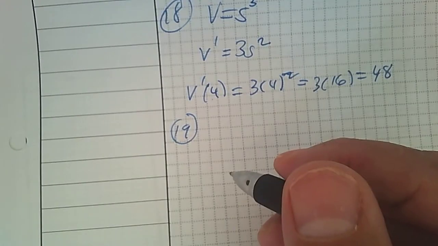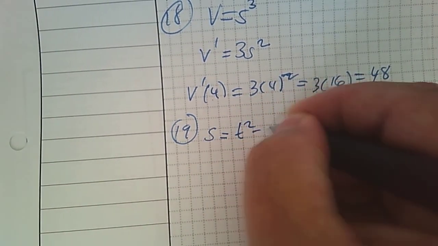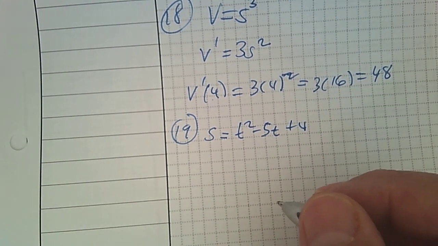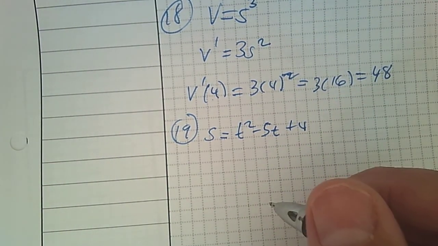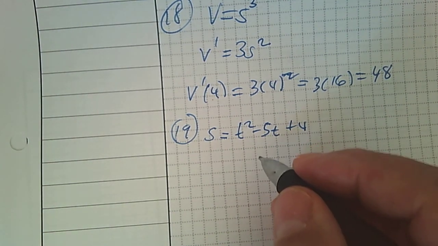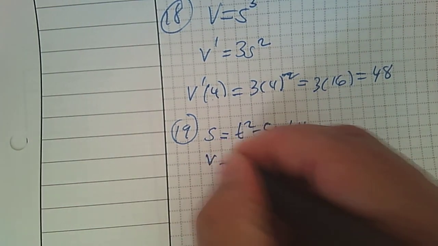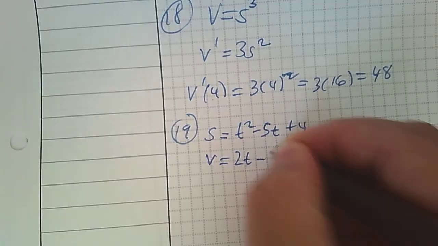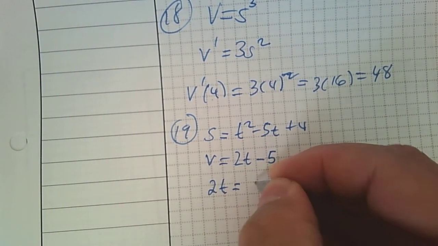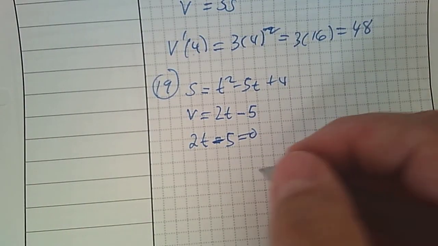In number 19, a particle moves horizontally, and you're given s equals t squared subtract 5t plus 4. It says, when is the particle moving left? So this is giving you the position of the particle. So in order to do that, I need to find the velocity. So I need to take the derivative of that. And then the velocity now is what you have, and make it equal to 0. Because I need to know when the particle is stopped.